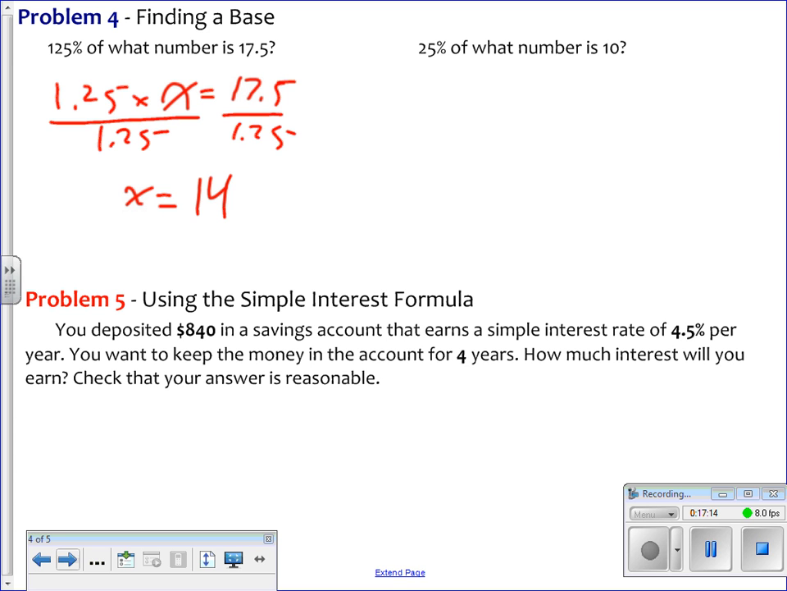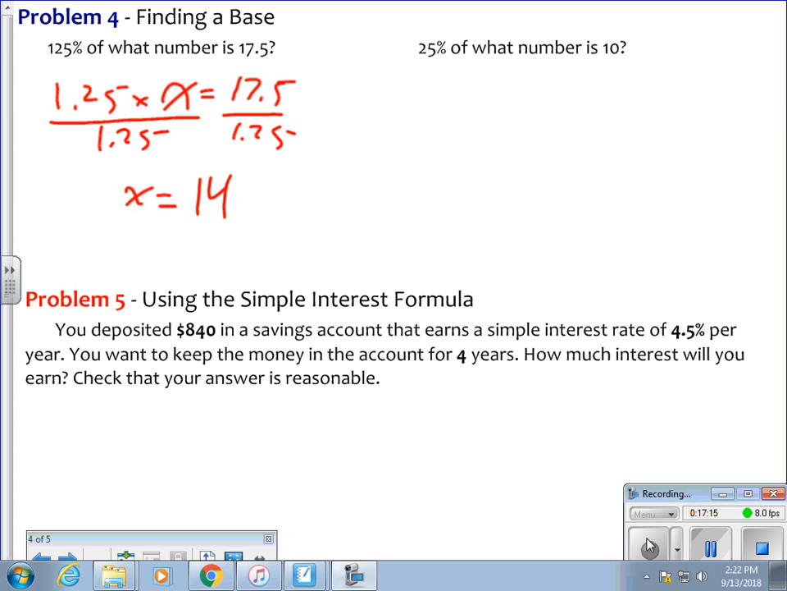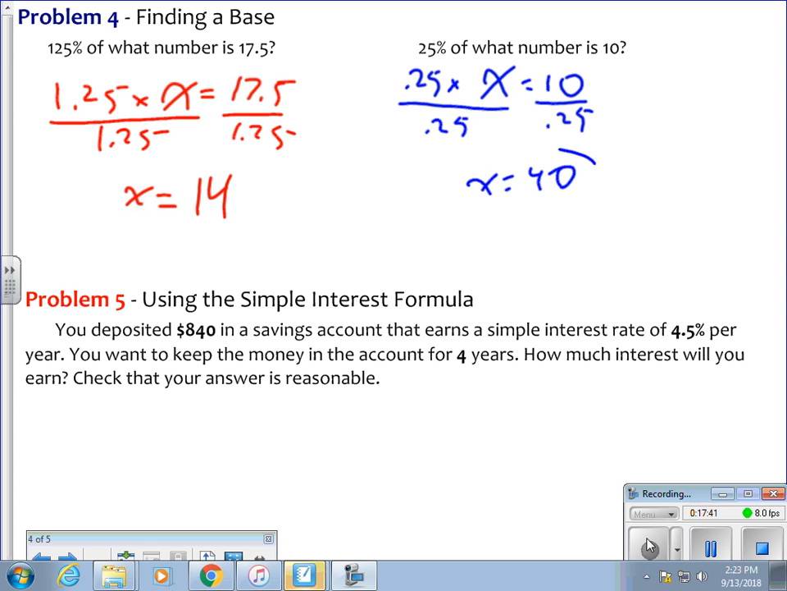Try doing that one. Okay. Setting it up the way I set up the other one. 25%, make it a decimal, 0.25. Of is times what? I don't know. That's my x. Is equals 10. Divide both sides by 0.25. And x equals 40.